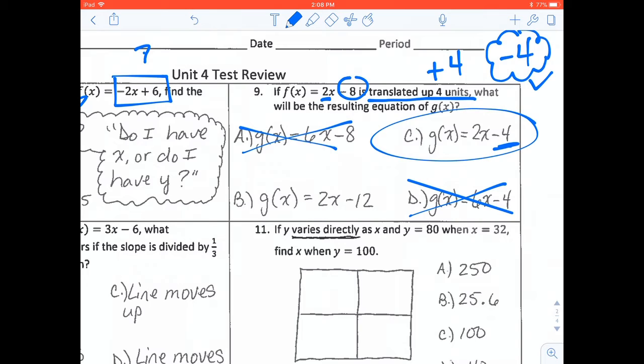Now you can also, if you needed to, take this equation right here, graph it in y1, and graph this one in y2. You should see 2 lines that are parallel because we didn't change the slope, and the new one had moved up 4 units.